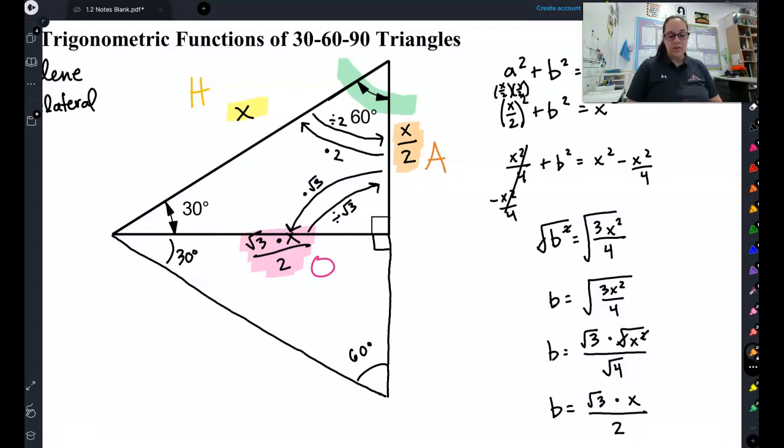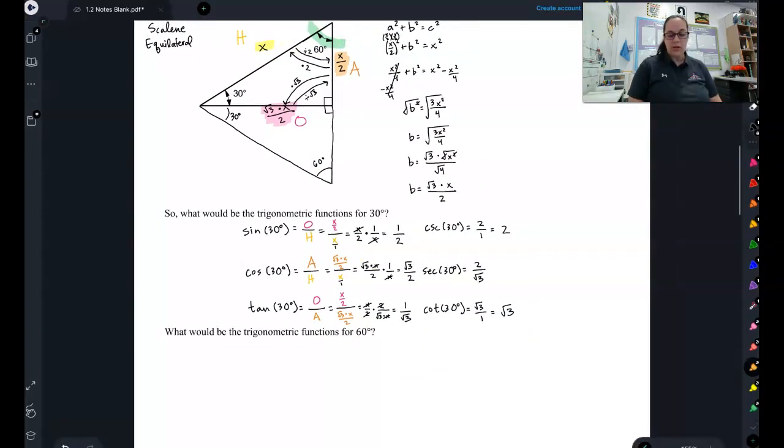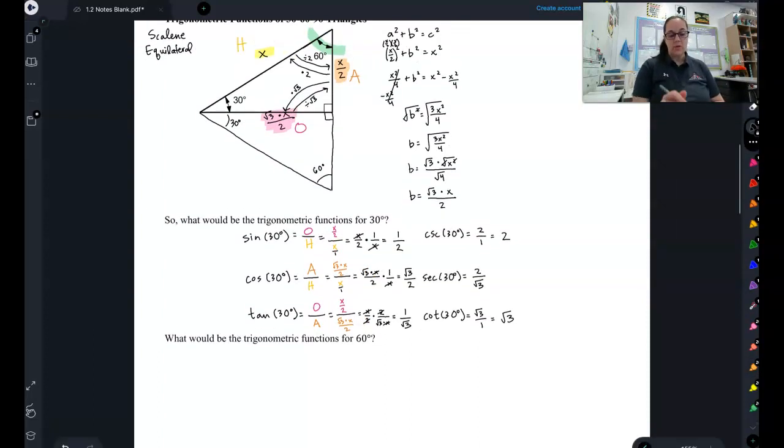So now that we have those labeled differently, I want you to come down here and do sine of 60, cosine 60, tangent 60, all 6 of them, but of 60 degrees with the new focus we're looking at. So pause the video, get all 6 of those ones, and then come back to check your work.